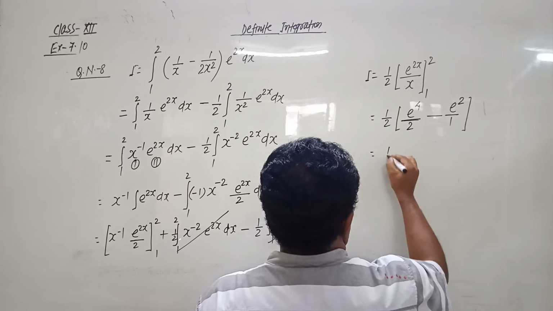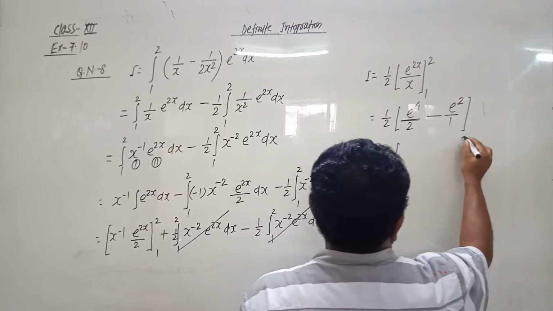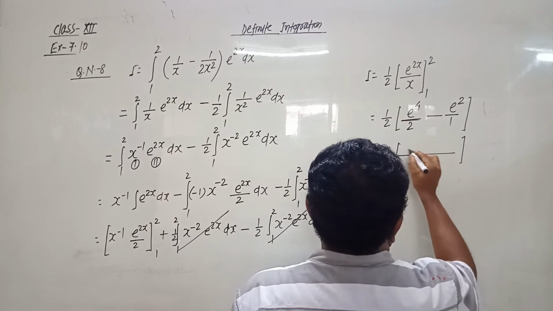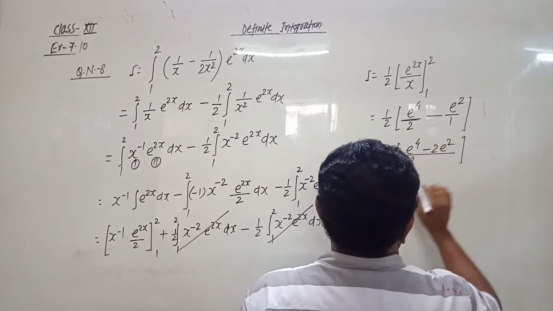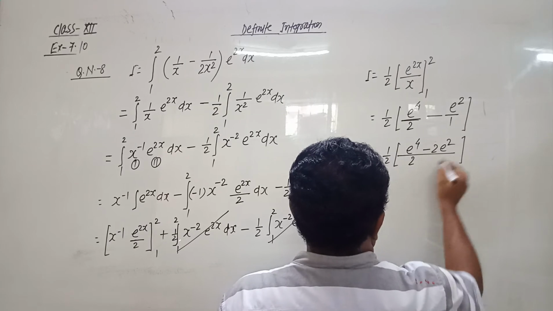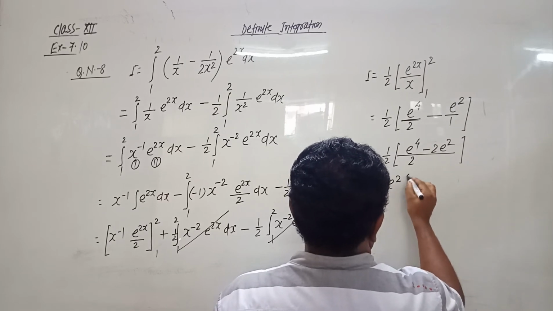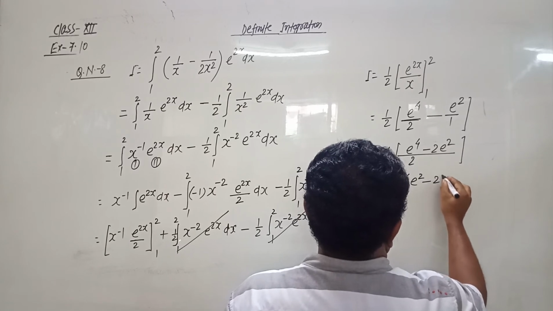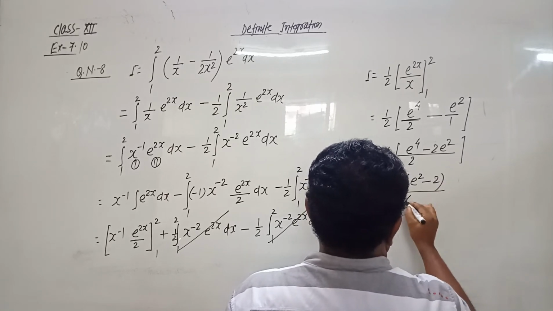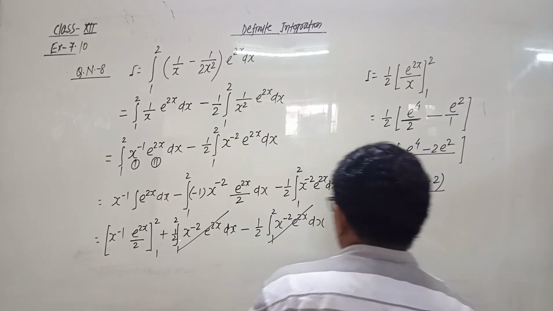Then take LCM inside the bracket. E raised to the power 4 minus 2 into e raised to the power 2. So from numerator e raised to the power 2 is taken common. So it becomes e raised to the power 2 into (e squared minus 2) upon 4. So this is the result.